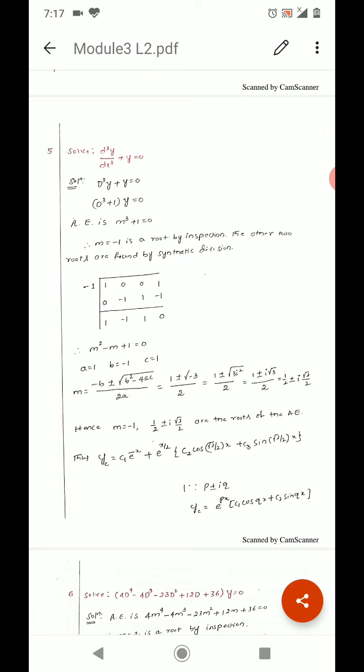Now the roots are m equal to minus 1 and 1 by 2 plus or minus i root 3 by 2. Here minus 1 is real and distinct, and 1 by 2 plus or minus i root 3 by 2 is a complex root. Therefore the complementary function becomes c1 e power minus x plus e power x by 2. Here the value of p is 1 by 2 and the value of q is root 3 by 2. Therefore that becomes e power x by 2 of c2 cos root 3 by 2 x plus c3 sin root 3 by 2 x.